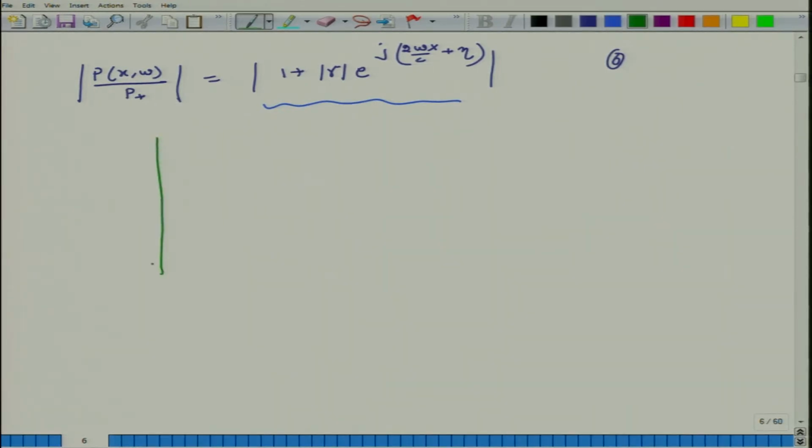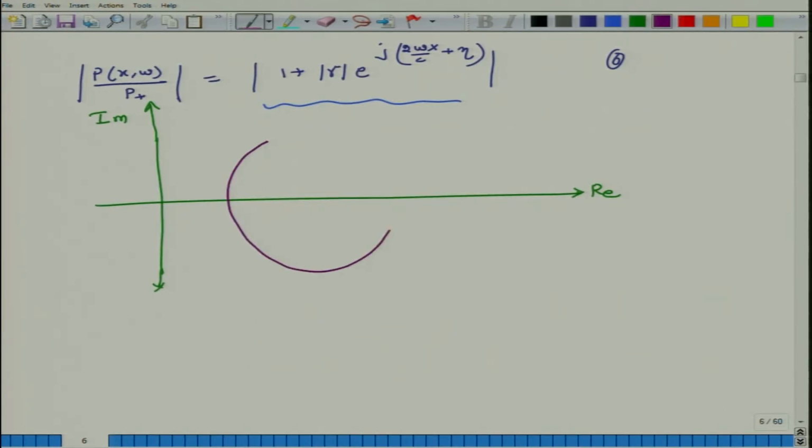So, on a complex plane, let us say this is my real axis, this is my imaginary axis, and let us say the origin is O, the center of this circle is A, and let us say this distance is 1. So, OA equals unity. So, this 1 represents OA.